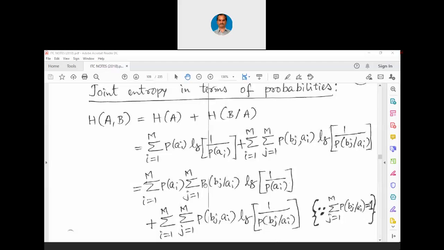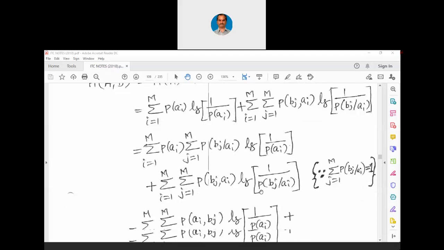Summation of j equals 1 to m of p of bj given ai is going to be equal to unity, right? The sum of all the conditional probabilities is going to be equal to unity. Why? Because when ai is transmitted, it is sure that bj is received. That means when x1, x2, x3 are transmitted, it is sure that y1, y2, y3 are received. So the summation of all these conditional probabilities is going to be 1. That is why in place of 1, we are substituting this particular term, summation of j equals 1 to m of p of bj given ai.